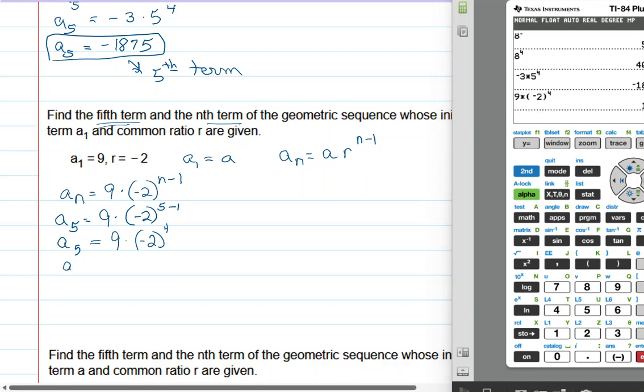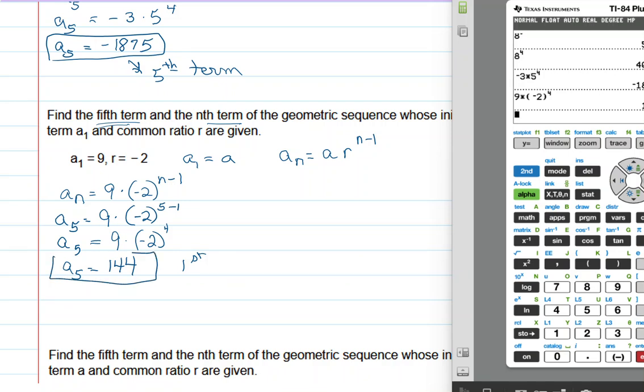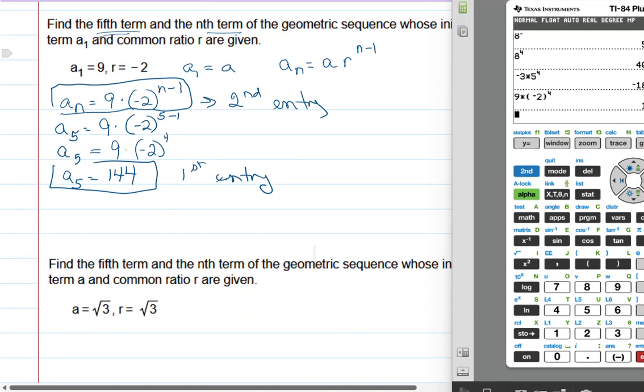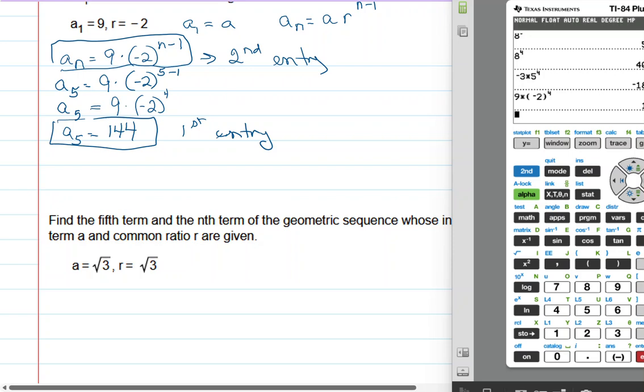144, and it's a positive. This is the first entry, and this is the second entry. Again, because that's the way they wrote it, and that's the way they want it. I would have just worked the whole thing, and I would have given you this as an answer, and forget that. And then you would have gone, you didn't tell us. Yeah. Is everybody comfortable?